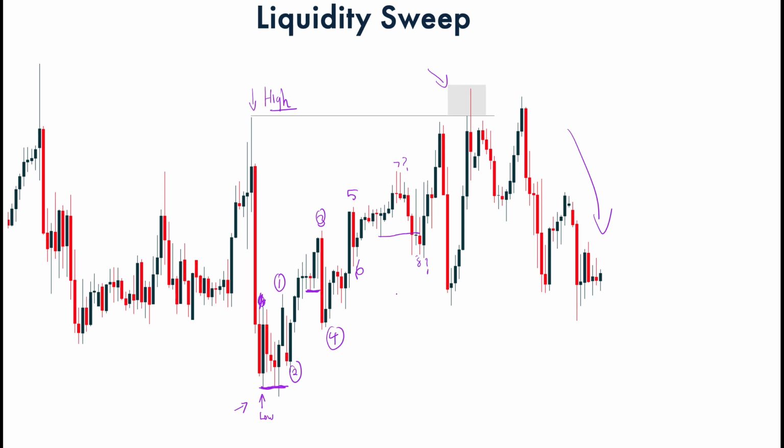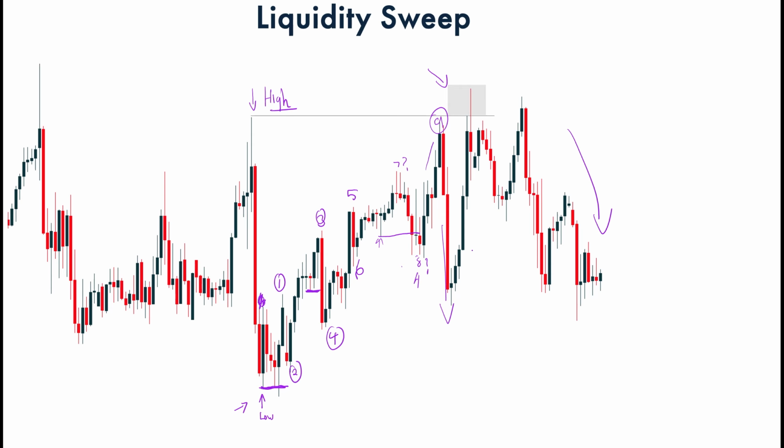Okay, I hope you understand it. Right now it's going to be a little bit confusing. And then we have this 9 here. But the problem is that the 8 broke almost this low here, the internal low. That is why we have this 9 here. And then a sharp move to the downside. But this is not complete.